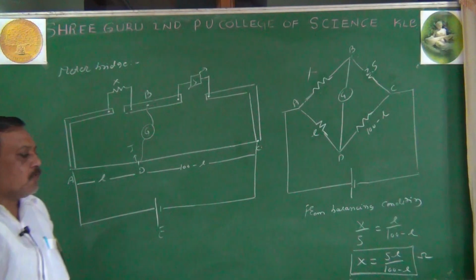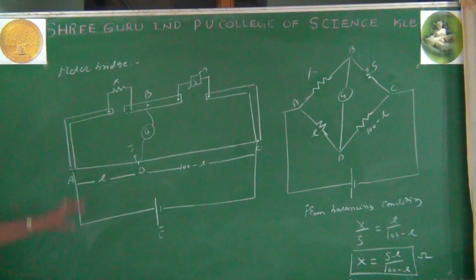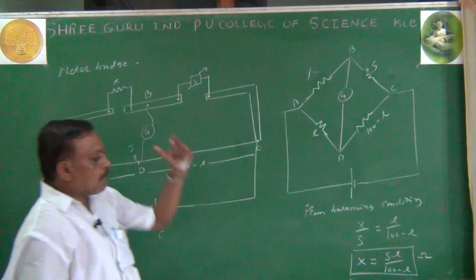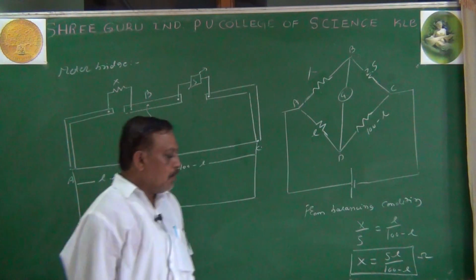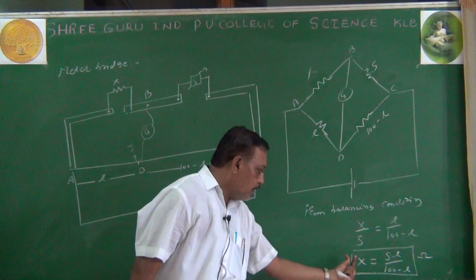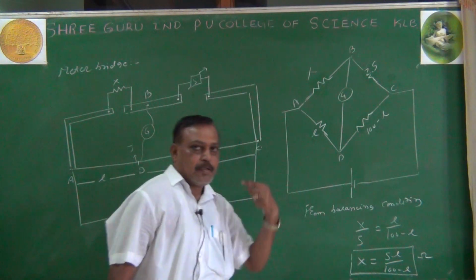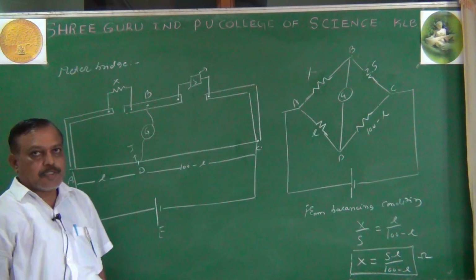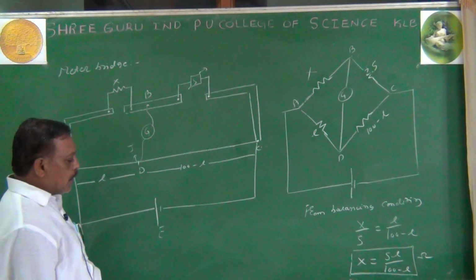Now this is the calculation of unknown resistance by using the meter bridge, by using the balancing condition. When you have got the unknown resistance, what is the resistivity of the material of the wire? We know from the equation.